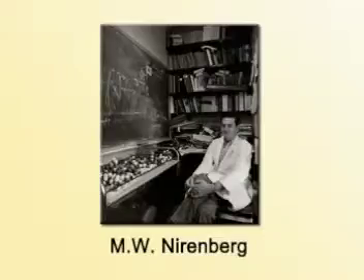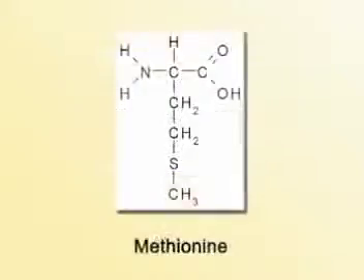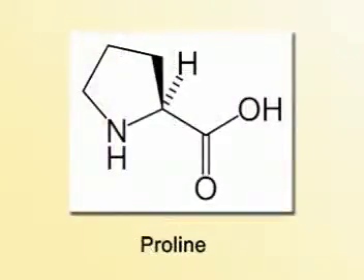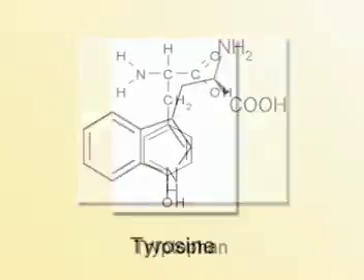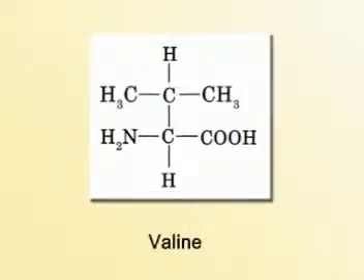Such a treatment was given by Nirenberg and his co-workers to all the 64 synthetic codons, and their respective amino acids were identified. By this technique, Nirenberg and his co-workers cracked 45 codons for the amino acids arginine, alanine, methionine, proline, tryptophan, tyrosine, serine, and valine.